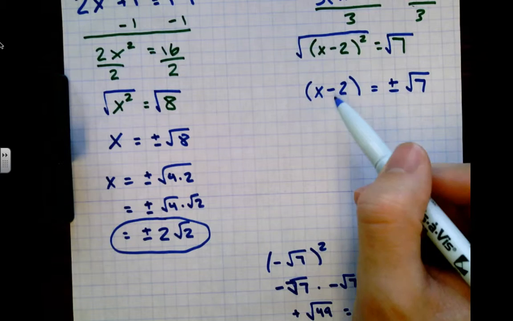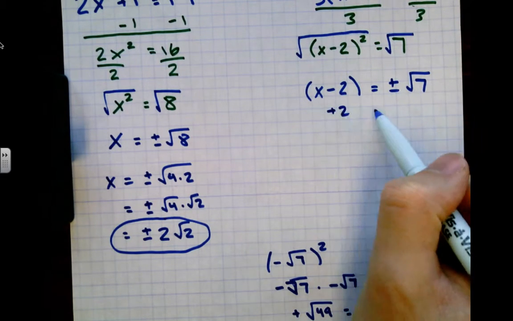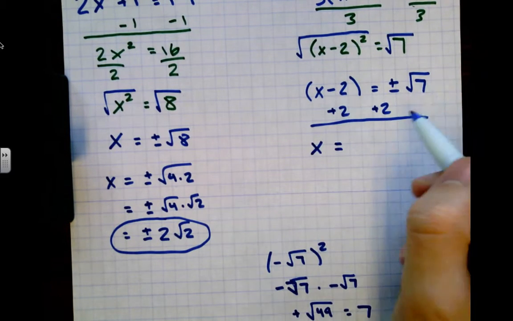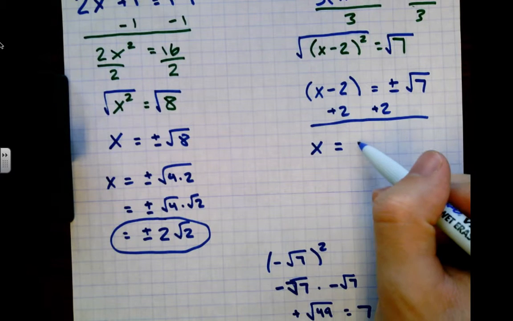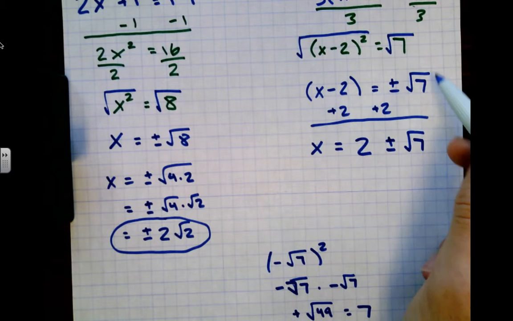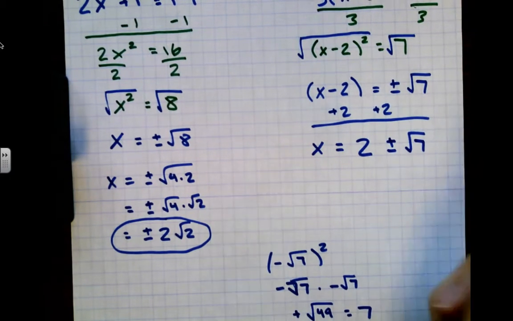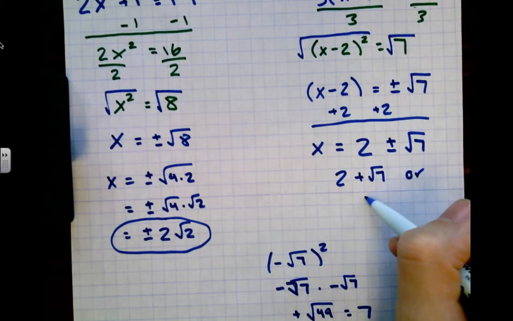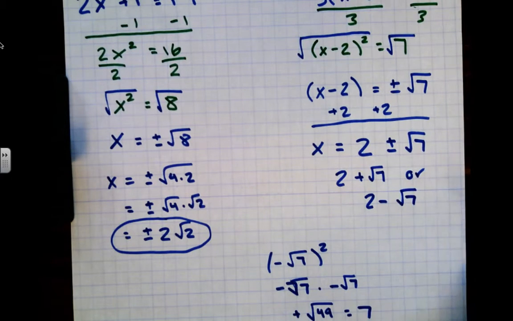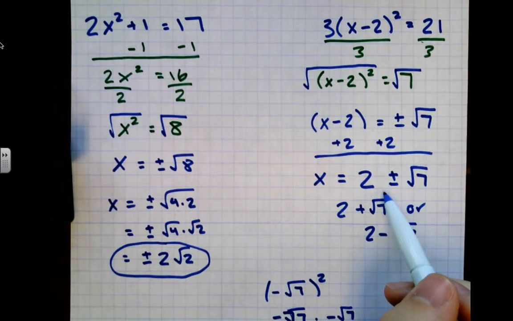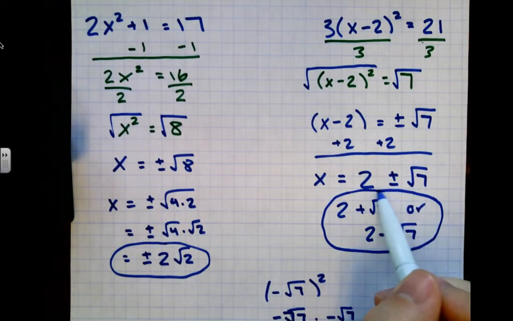But from this point now, I want to get x by itself. I add 2 to each side. The x is left alone on the left hand side. On the right hand side, I'm left with 2 plus or minus the square root of 7. The 2 goes in the front. It is not combined with the plus or minus square root of 7. So what that's telling me is I could have 2 plus the square root of 7 or 2 minus the square root of 7. Both of those numbers are going to give me a true statement in this original equation. If I plug in either of those answers into the equation, I would get a true statement.